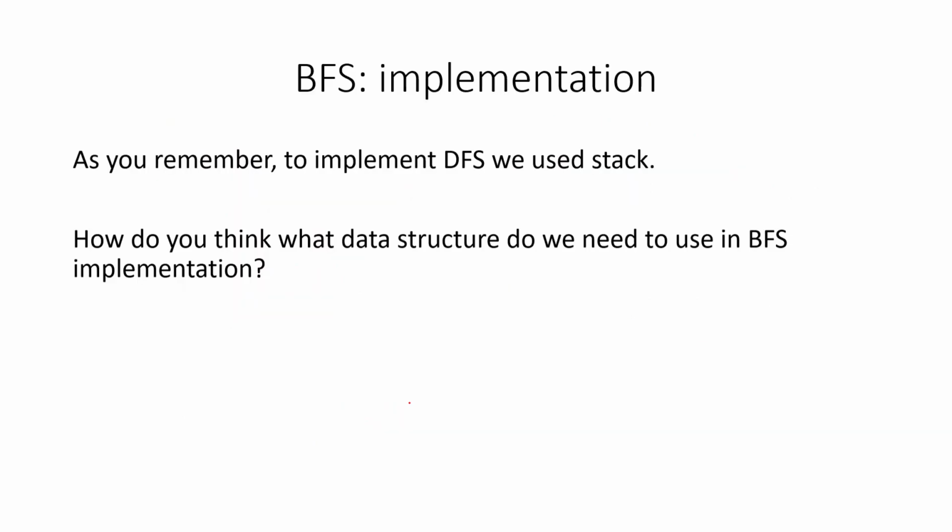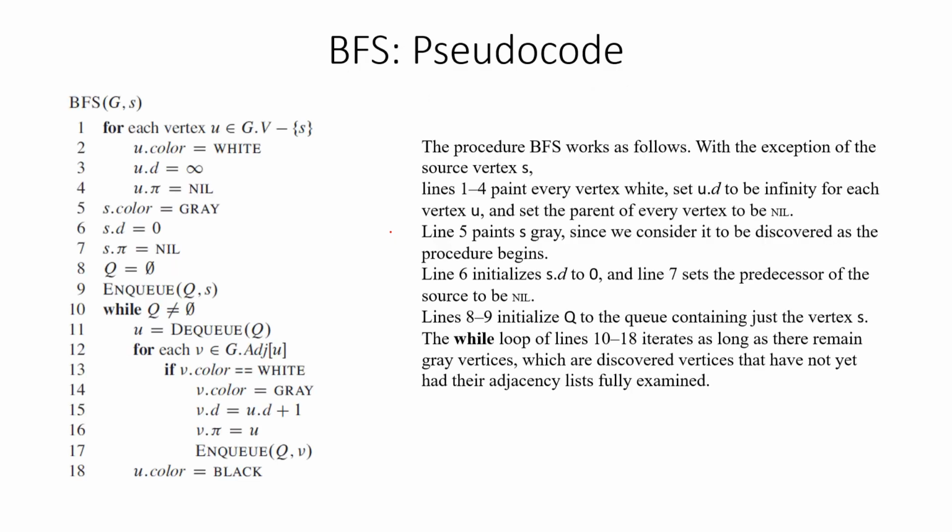If you remember from the DFS, we used an additional data structure, which is a stack. So what data structure do you think we need to use in the BFS implementation? The answer is a queue. As you may notice from the previous slides, we use a queue, and that data structure works on the principle of first in, first out. So here is the pseudocode of the BFS.